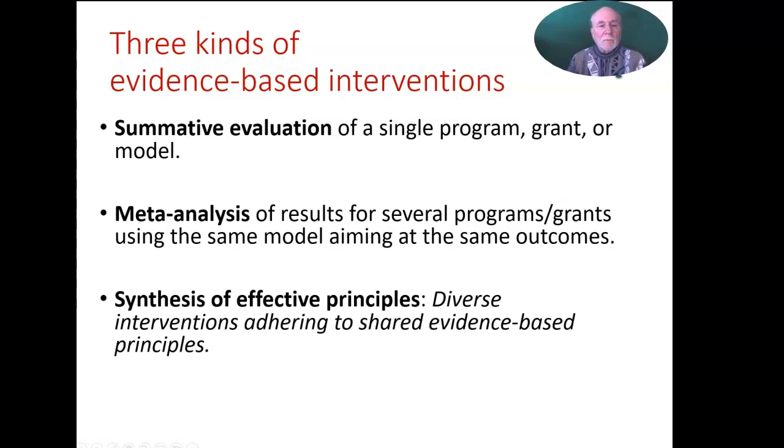The third kind of synthesis involves having different kinds of programs, as with youth homelessness, working in different areas with different populations, but following the same principles. That's not a statistical aggregation, that's a qualitative synthesis of diverse interventions adhering to shared evidence-based principles. And that's what the youth homelessness example illuminated.